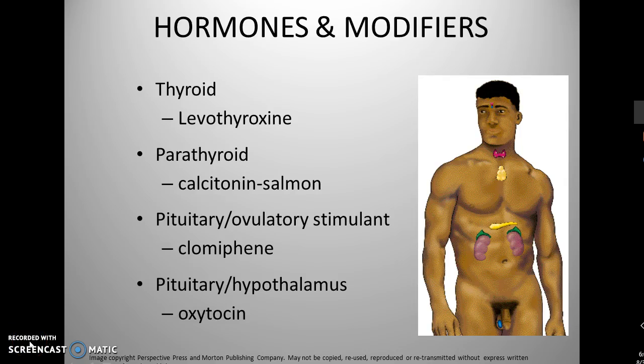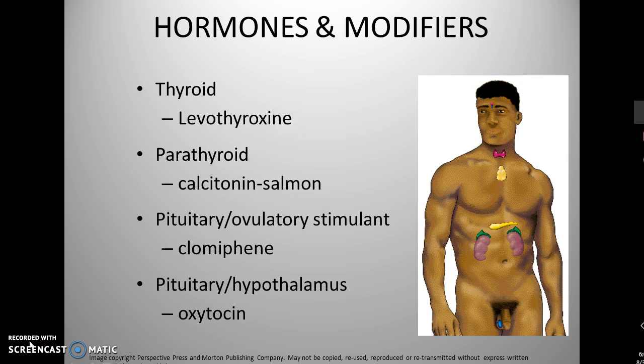Okay, we're continuing the process looking at hormones and modifiers. We talked about how hormones are secretions of the endocrine system. We talked about the pituitary gland, the master gland. And there are certain key endocrine organs that you should be familiar with.